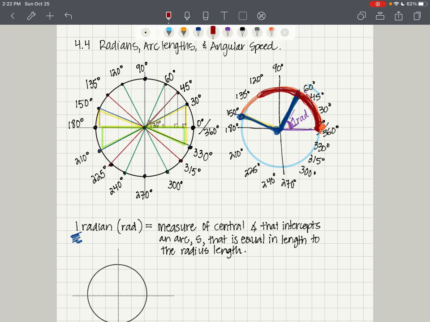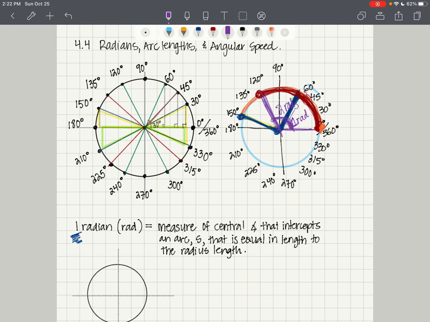What if it's 2 radius lengths? That means that this angle right here would be 2 radians. So rather than saying 120 some odd degrees, we could say 2 radians. Do you see? It was difficult for me to say 120 some odd degrees, but it wasn't difficult for me to say 2 radians.